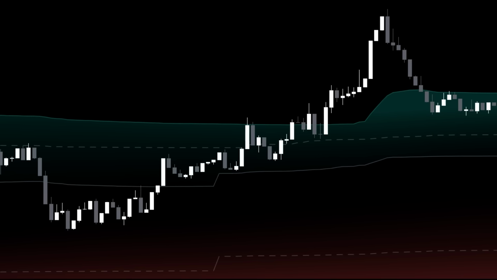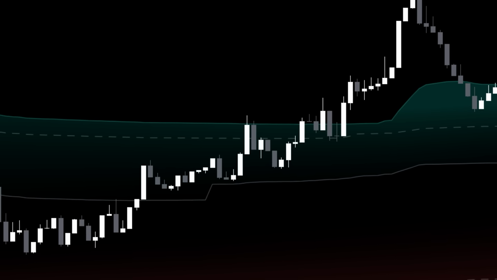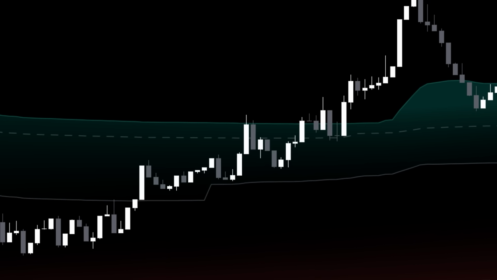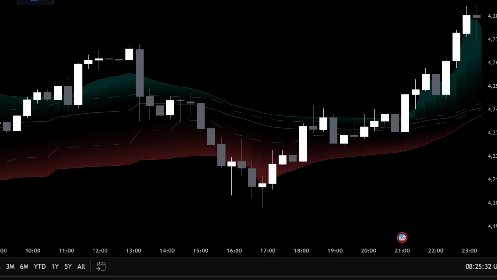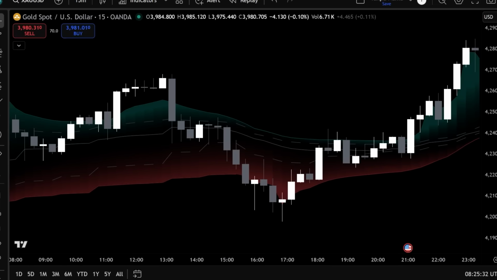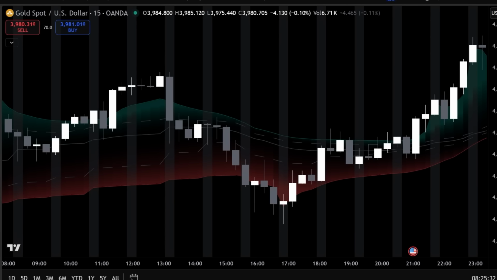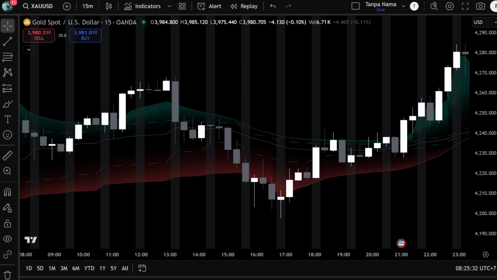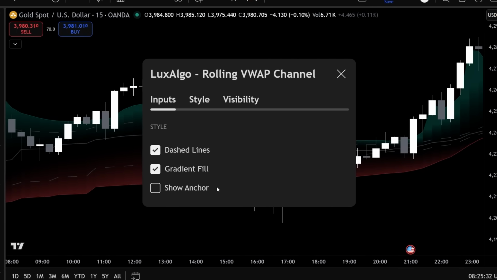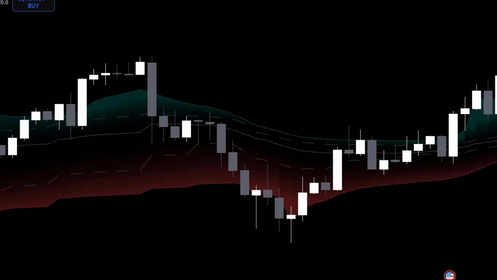If you're in a noisy market, consider widening the percentile range. If you're seeking more frequent mean reversion cues, tighten them up. For visual clarity, gradient fill delivers the signature depth effect, making key confluences instantly recognizable. The show anchor option adds subtle vertical markers at each new anchor point, useful for orientation. For a cleaner presentation or better screenshots, anchors can be toggled off while retaining the dashed structure lines.